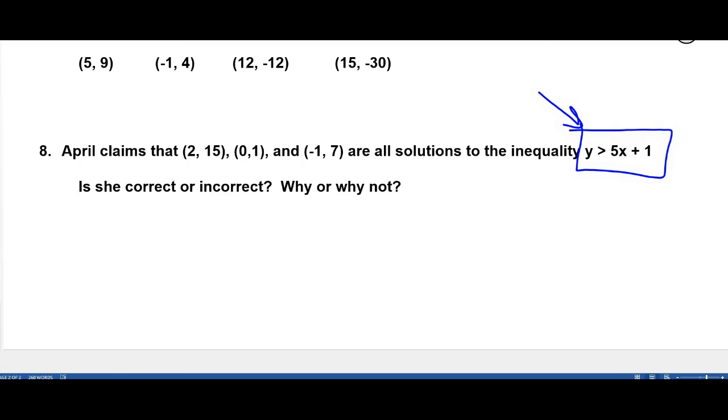Y and x. I'm not going to graph this since there's not a graph for me. I'm just going to plug the numbers in. So, x is 2. 5 times 2 plus 1. I need y, 15, to be greater than that. That is 10. 15 is greater than 11. So, that is true. That's a solution.